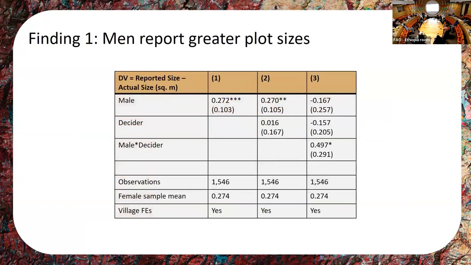So the next set of results I'm going to show you, we move away from this disagreement into this bias. So we look at how men and women are reporting differently, accounting for the actual measures that we can see through GIS. So here we look first at plot size, and we find that men are overreporting plot size more than women.